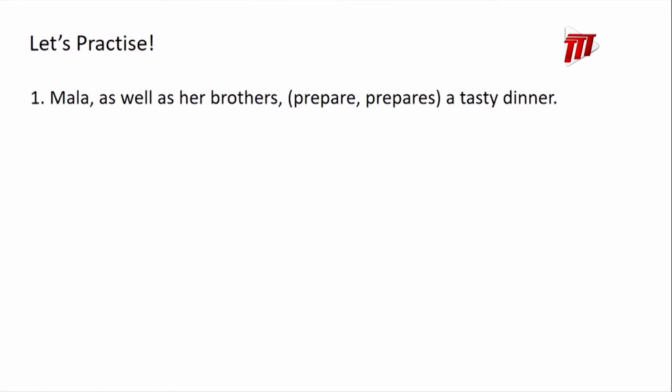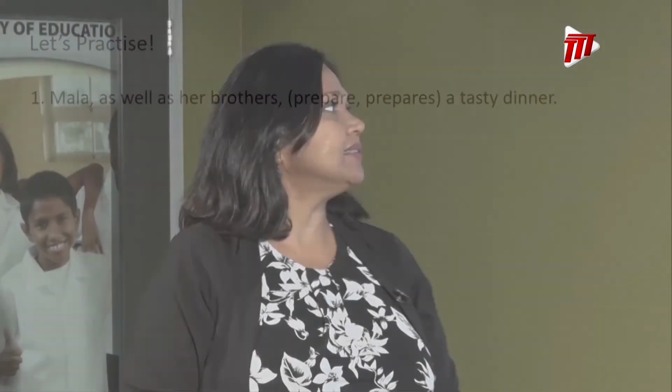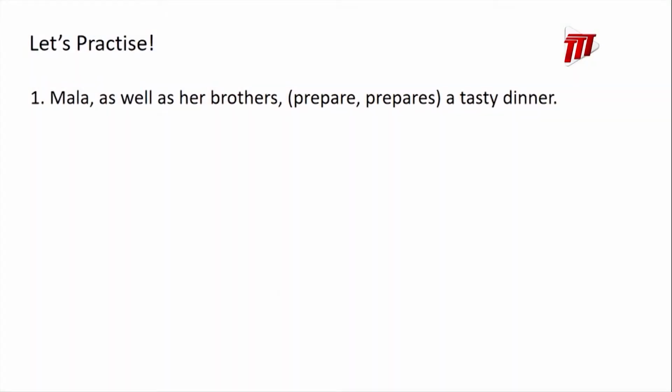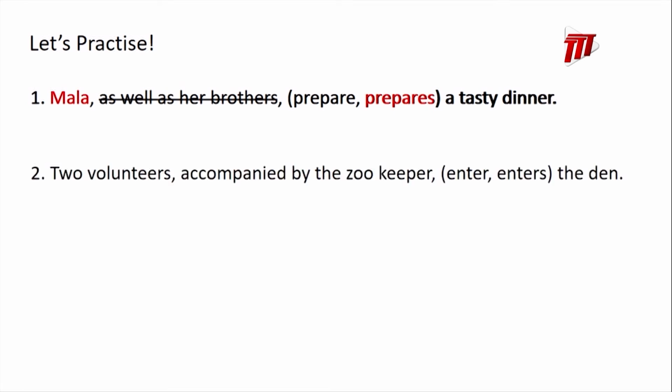Let's practice. Mala, as well as her brothers, prepare or prepares a tasty dinner. What's the subject in that sentence? If you answered Mala, then you're correct. So, would we use prepare or prepares? Mala prepares a tasty dinner. Remember, as well as her brothers is just in addition to. All right? That's not part of the subject. The subject there is Mala. So, Mala prepares a tasty dinner.